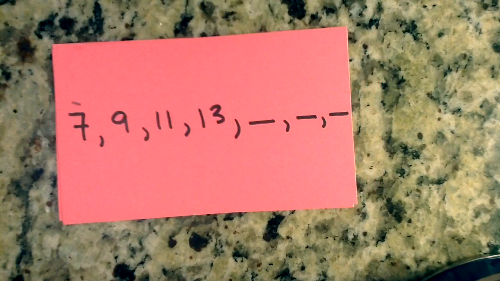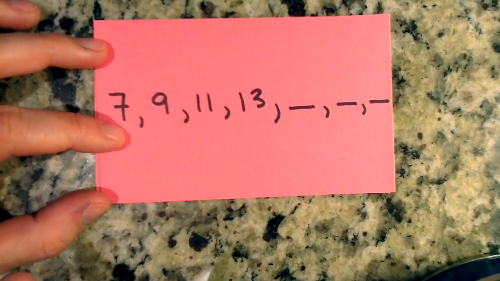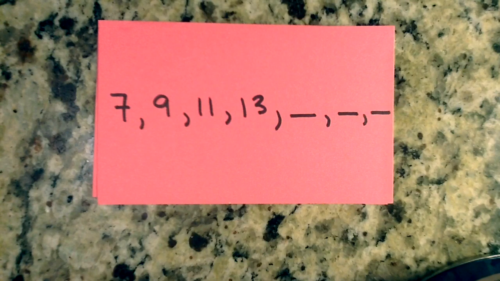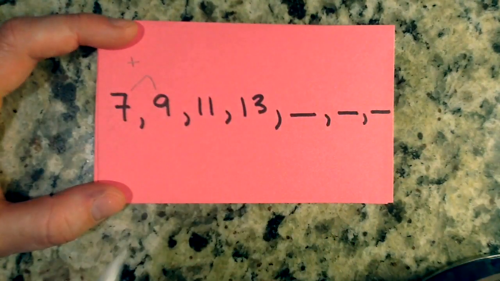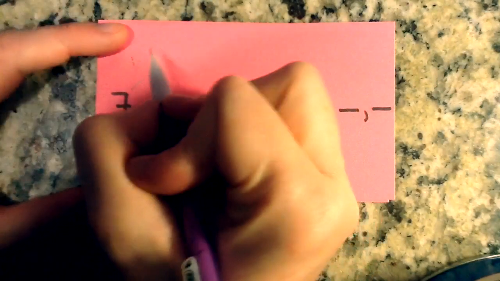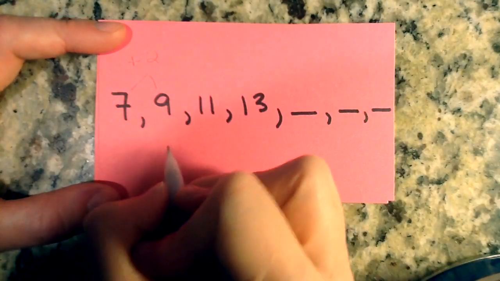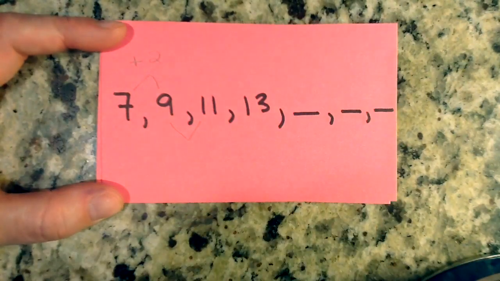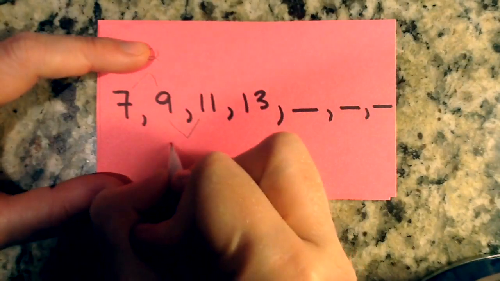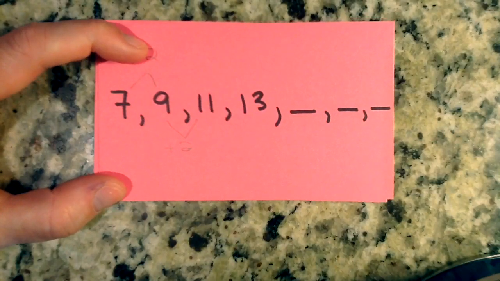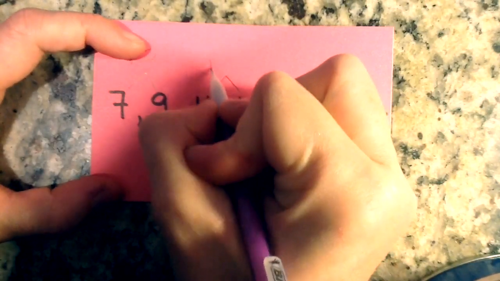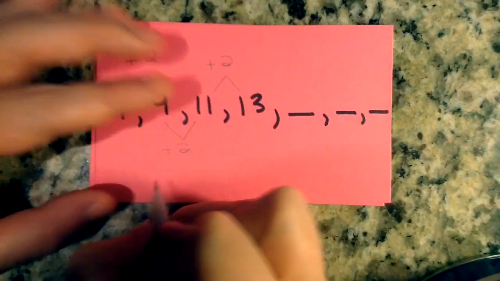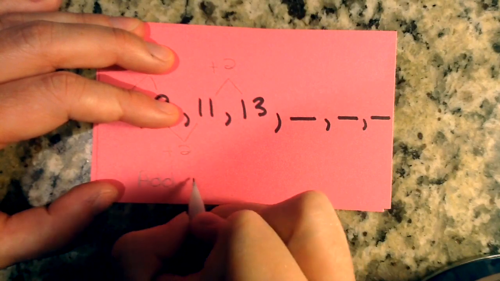All right, let's try this next one. Looking at my numbers, 7, 9, 11, 13. My numbers are getting bigger, so I must need to add. And 7, 8, 9. That's adding 2. Okay, try this one. 9, 10, 11. That's another add 2. All right, let's try this one. 11, 12, 13. That's another plus 2. So my rule is that I have to add 2.